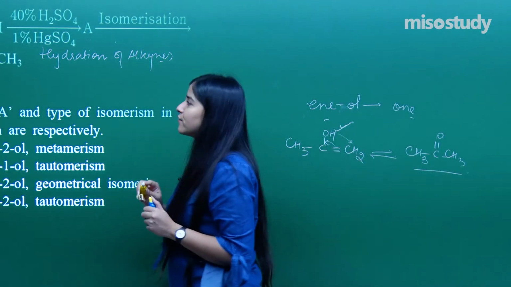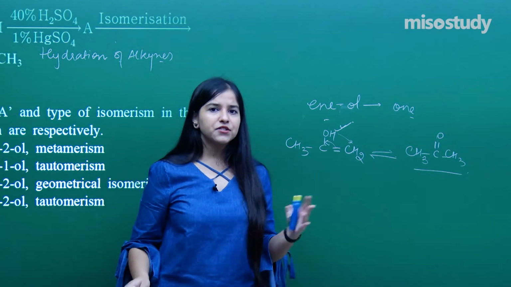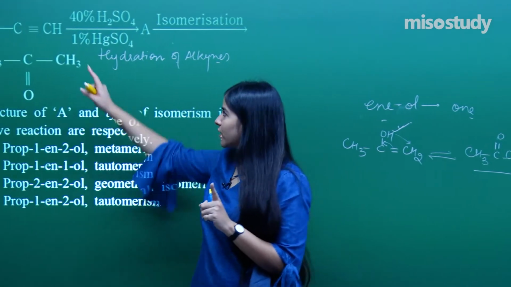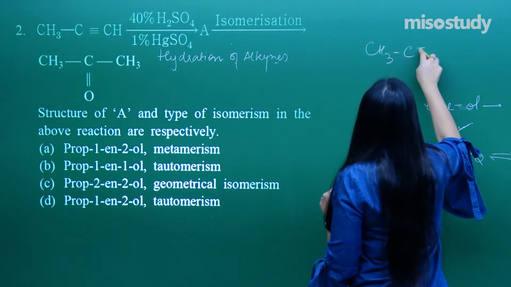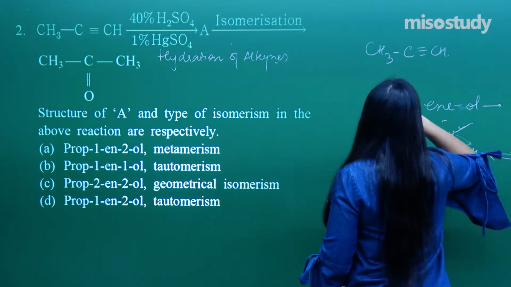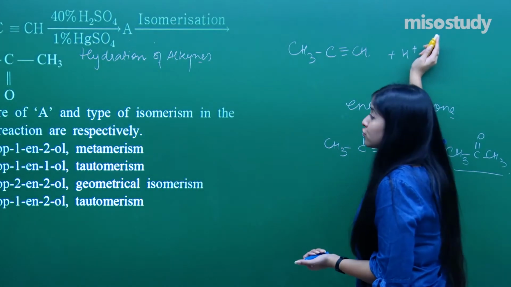So I have got my A also here, as I suspected. But let us just confirm it by the reagents. What I have given is an alkyne, propyne basically, like this, and let's just assume that the reaction is happening. Let's go on to the mechanism.